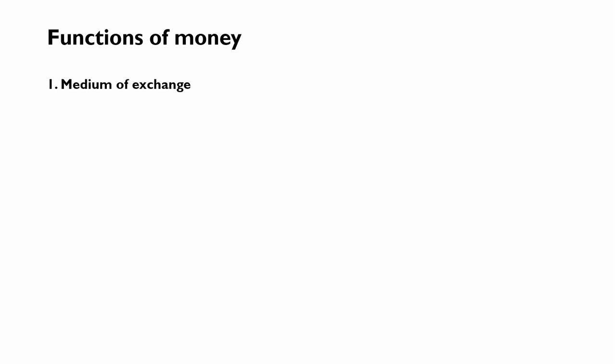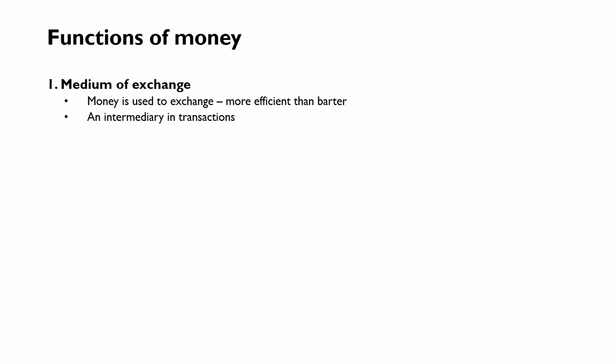Firstly, money forms a medium of exchange. Money is used to exchange goods and services, and as we've seen, it's more efficient than barter. It forms an intermediary in transactions and avoids the double coincidence of wants problem.